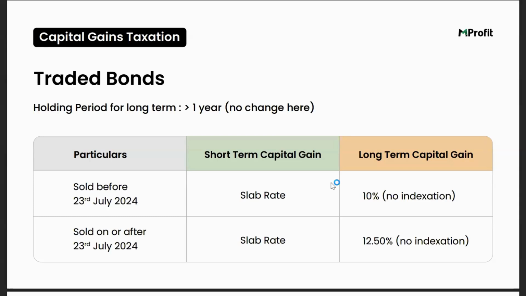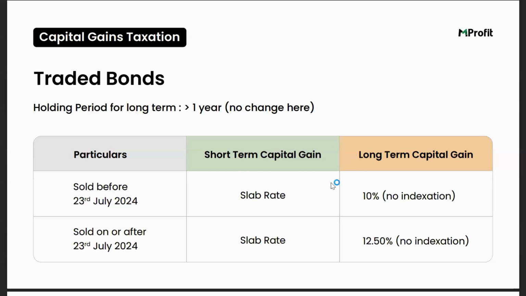If you are selling the traded bond on or after 23rd of July 2024, the short-term capital gain will again be slab rate, that is, the gain will be added to your total income. For long term, it will be 12.5% with no indexation benefit provided. So for traded bonds, it is fairly simple. The holding period remains 1 year. The only change here is the rate of tax for long-term gains. If you're selling it before 23rd of July, it will be 10%. And if you're selling it on or after 23rd of July, it is 12.5%.